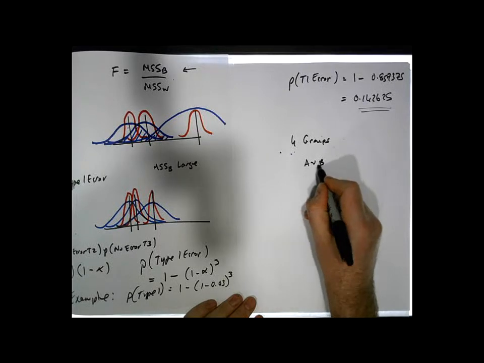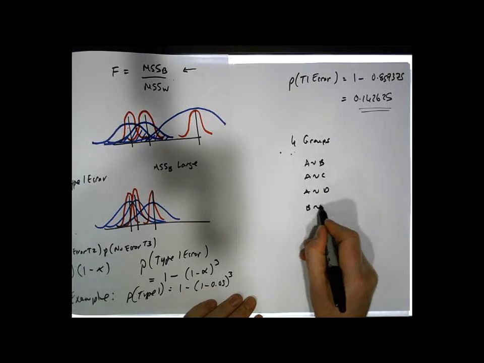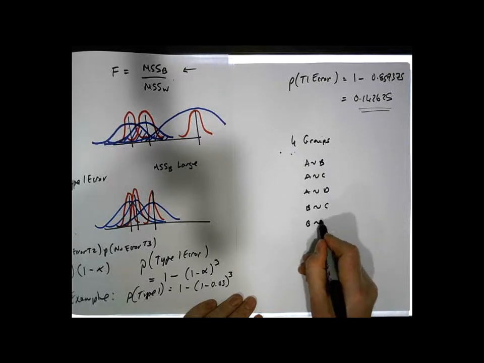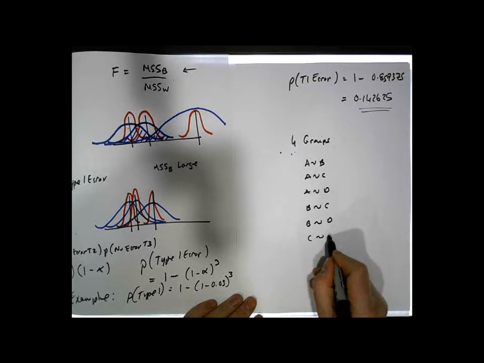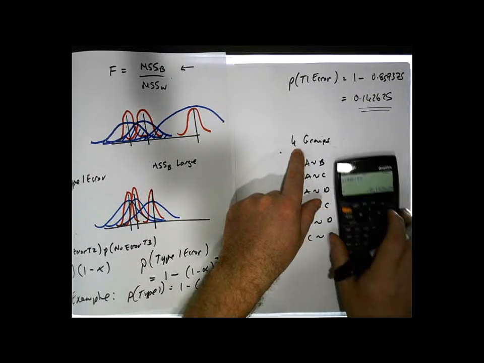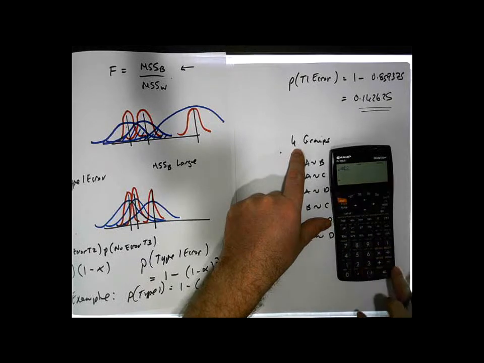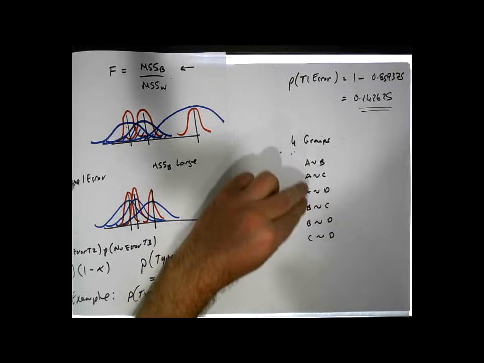Okay, if we have another group, let's say we had 4 groups, well, you could compare group A to group B, group A to group C, group A to group D. You could compare group B to group C, group B to group D. You could compare C to group D. How many ways can you select 2 objects from 4? That is 4C2, which gives us 6 ways.